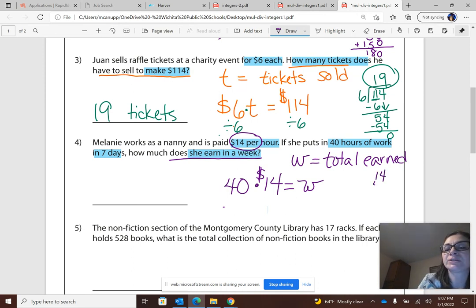So I'm going to take 14 times 40 over here. 0, 0. I'm done with the 0. Hold my place value. 4 times 4 is 16. Carry the 1. 4 times 1 is 4. Plus the 1 I put up there is 5. Adding those up. So she makes $560.